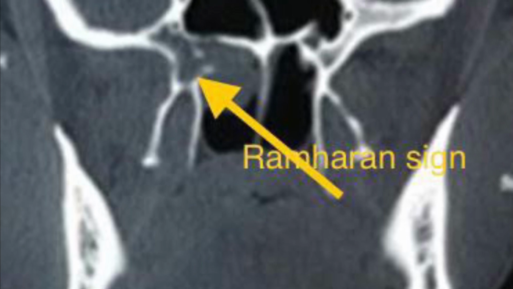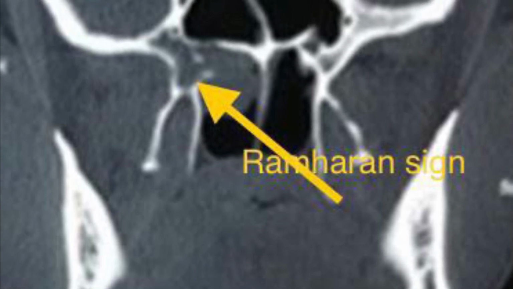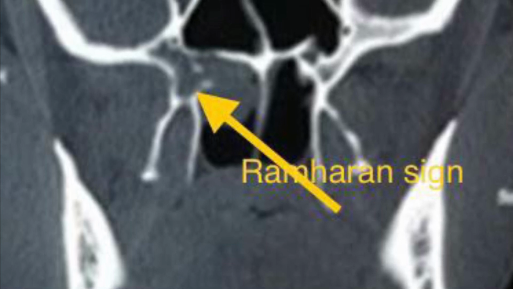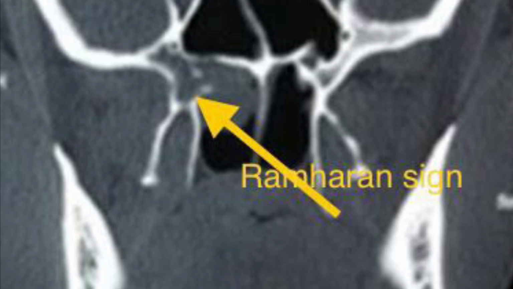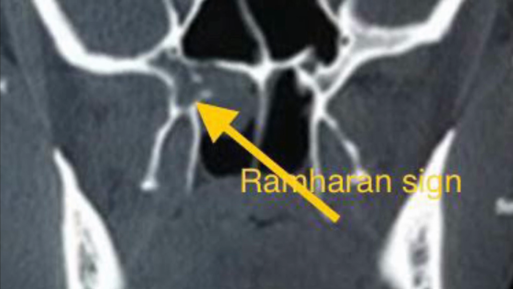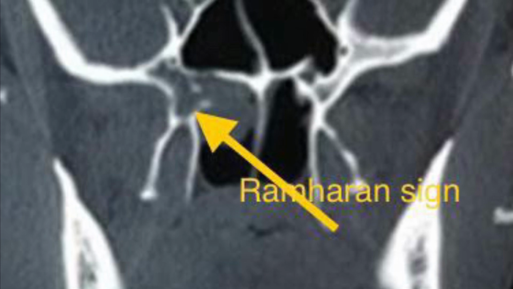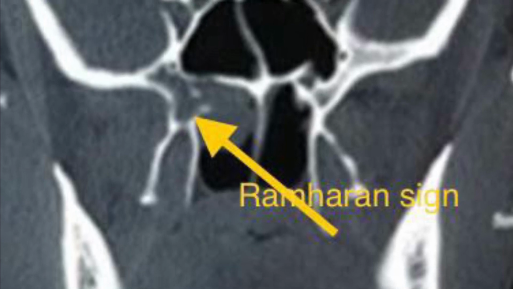Another sign is the Ram-Aran sign. What is the Ram-Aran sign? If you see this coronal cut, there is widening of the pterygoid wedge, which is mostly quadrangular in shape in angiofibroma. Normally, it is triangular in shape.